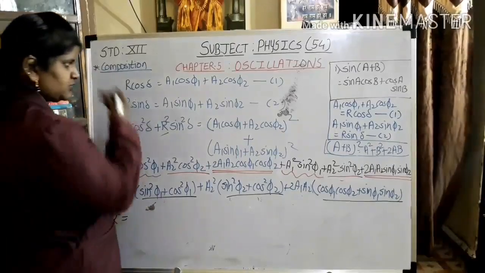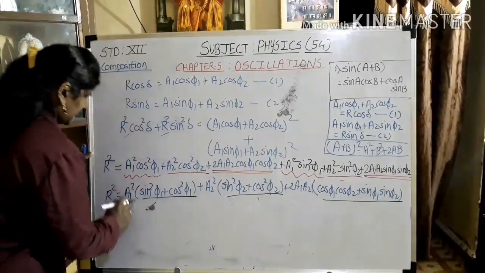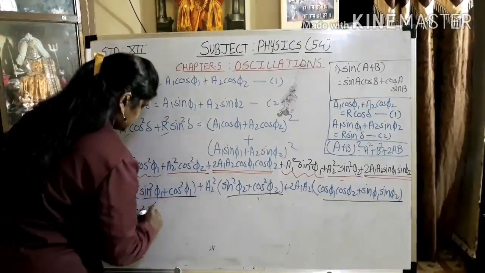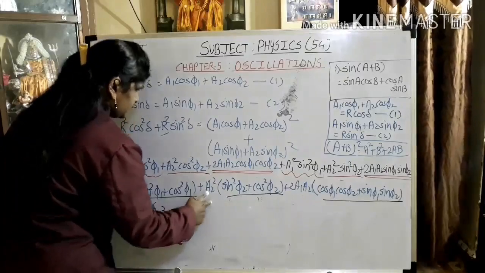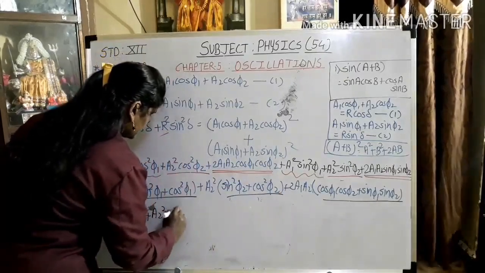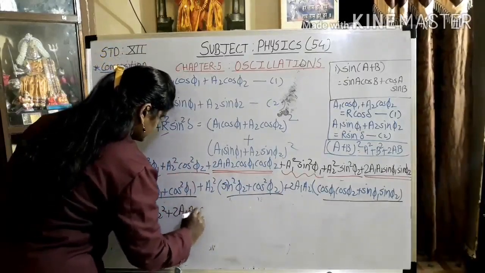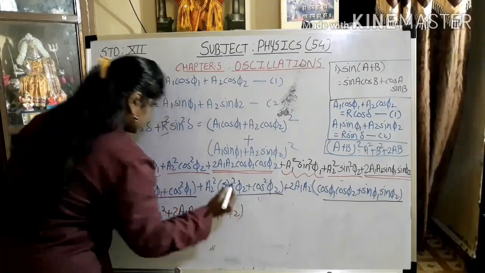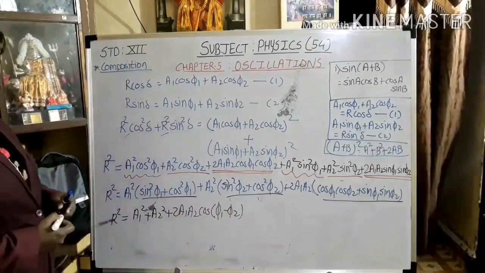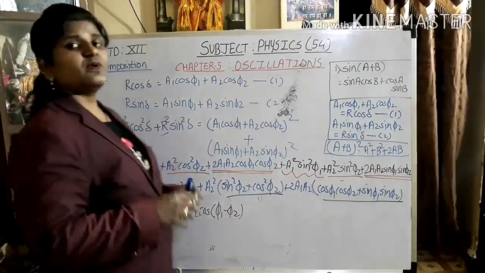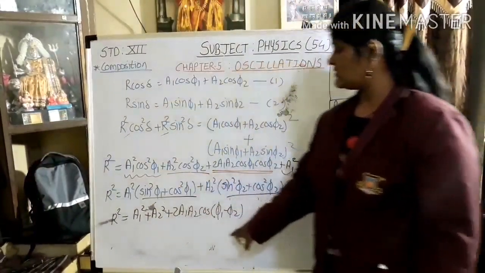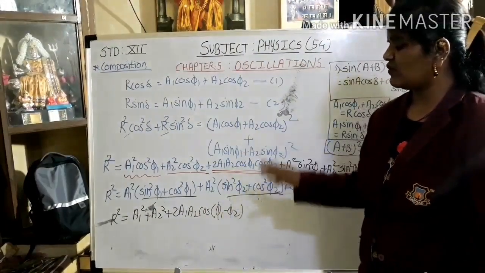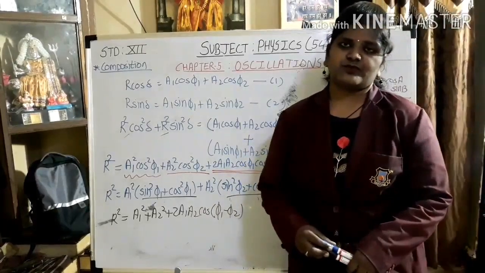So after putting all those values, we will get a1 square plus, as it is 1, plus a2 square plus twice a1 a2 cos of phi 1 minus phi 2. Am I right? So what will be R then? It will be the square root of all these terms, which is a1 square plus a2 square plus twice a1 a2 cos of phi 1 minus phi 2.